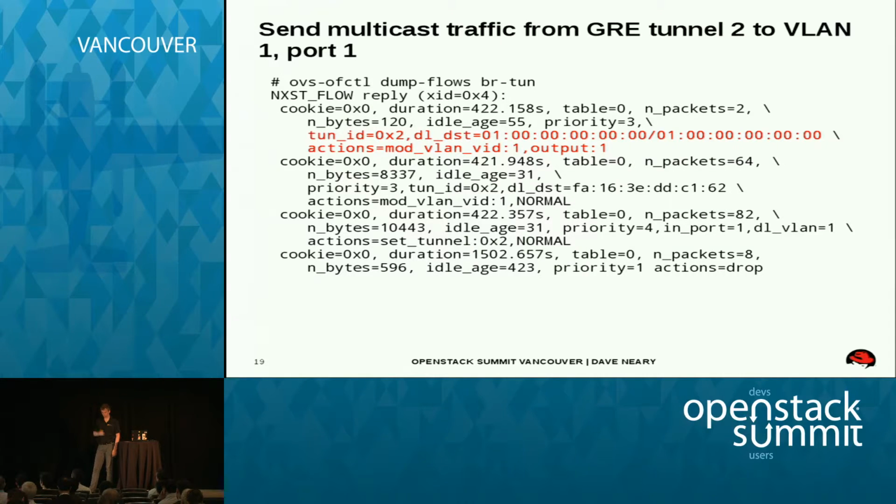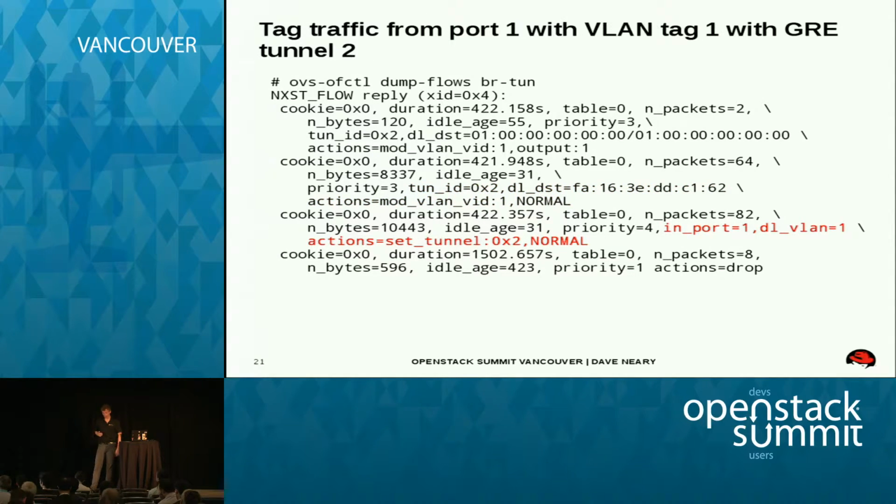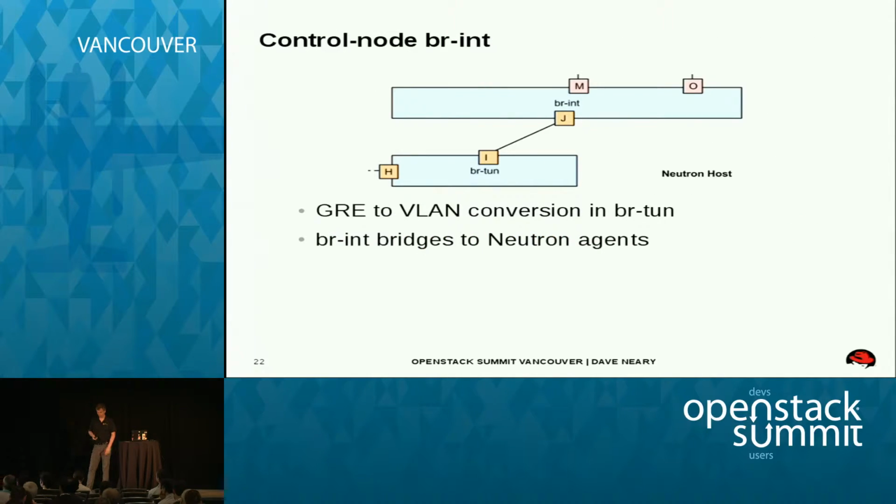If you look further down, if it's tunnel ID 0x2 and it's going to a specific MAC address, then we modify the VLAN ID and send it back up to the br-int. And if it's coming in from port 1 and the VLAN is 1, then we set the GRE tunnel to 2 and we send it off to the Ethernet card. So that's how we get to br-tun on the Neutron host, passes up to br-int on the Neutron host, and we get that GRE to VLAN conversion in br-tun, and the br-int bridges to the Neutron agents, right?